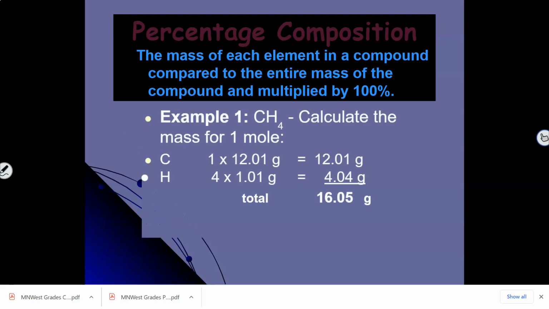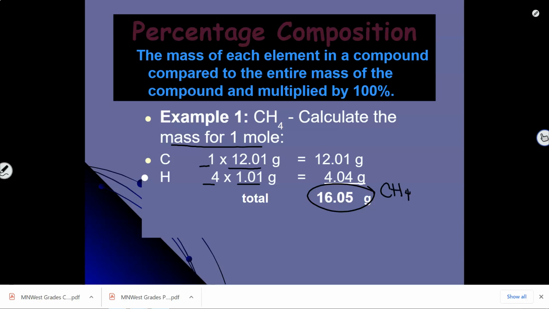For example, we'll look at CH4, which is methane. The first thing you want to do is calculate the mass for 1 mole. We know how to do that using the atomic masses off the periodic table and the number of atoms for each element present in the substance. We have 1 carbon, so we get our mass for carbon. Same for hydrogen, we have 4 hydrogen atoms times the mass from the periodic table, and we get our total mass for that. So here's the total mass for the compound CH4, that's the molar mass.